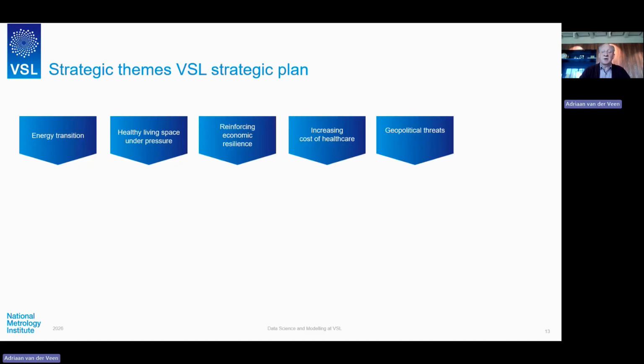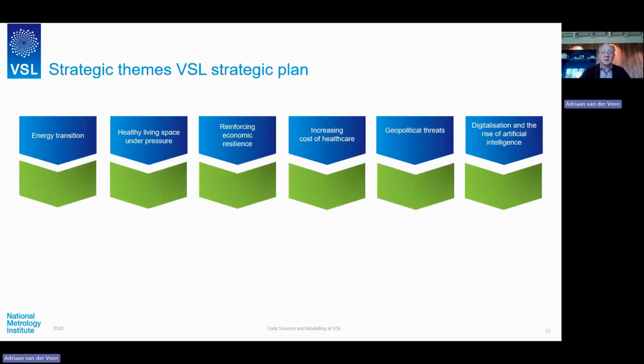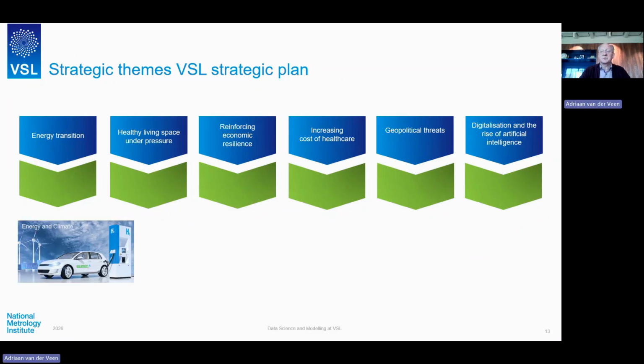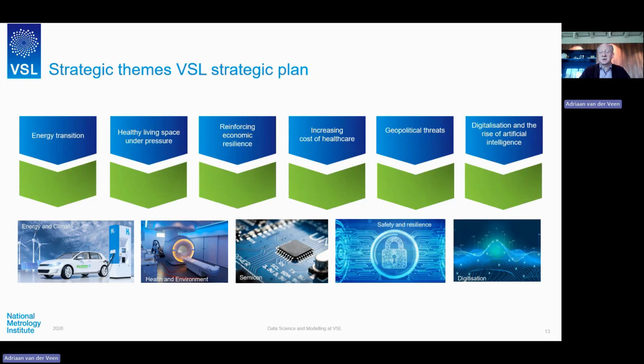Those measurement standards also play a role in our strategic plan that is developed around 6 themes: the energy transition, healthy living space under pressure, reinforcing economic resilience, increasing costs of health care, geopolitical threats, and digitalization and the rise of artificial intelligence. And in all these domains, our data science and modeling group is active, sometimes in a supporting role and sometimes in a leading role.